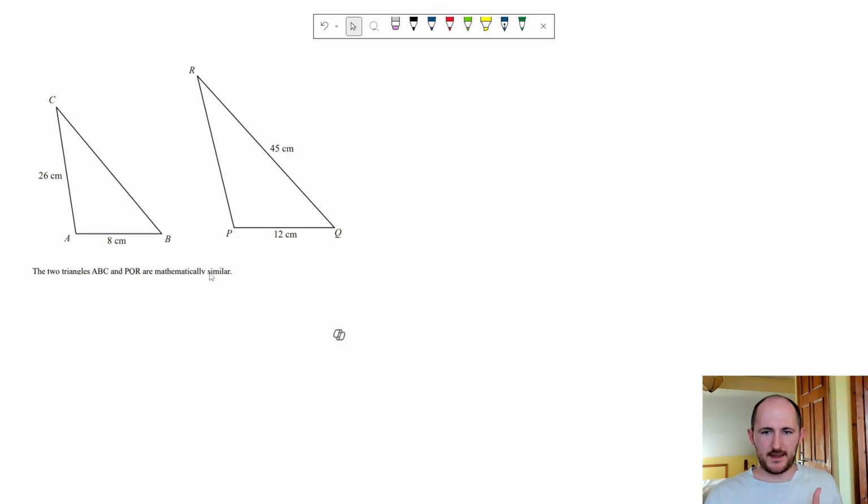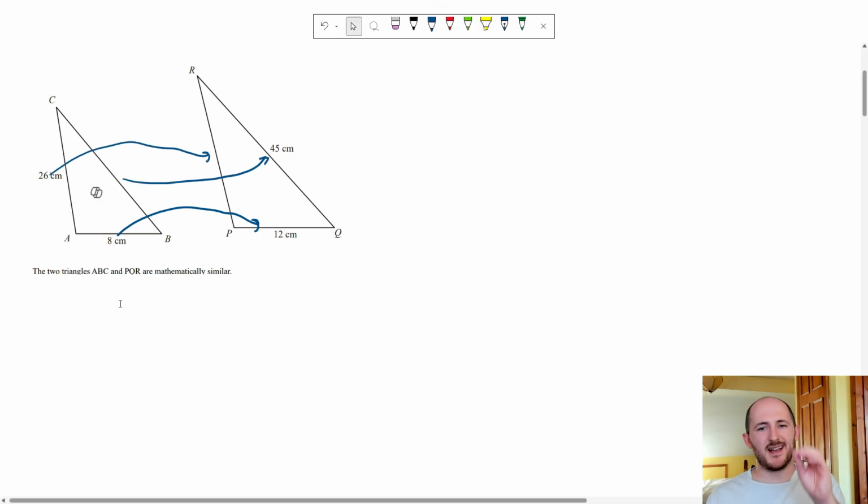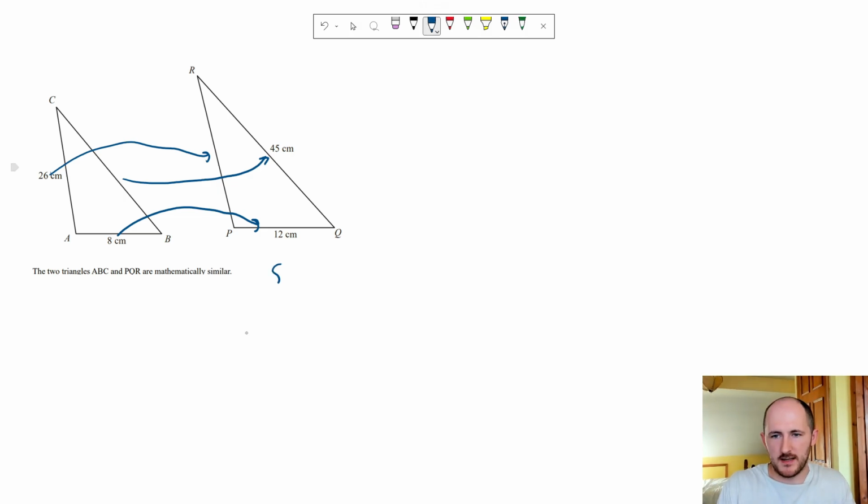So whenever we talk about things that are mathematically similar, it means all of the sides have been multiplied by the same number to go from this triangle to this triangle, and also vice versa. So all three of these sides have been multiplied by the same number to go from the left triangle to the right triangle, and again the same for the vice versa. And that number is called a scale factor. It's how many times bigger or smaller one object is compared to another.